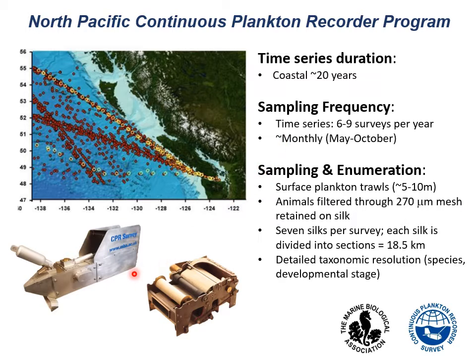And pictured over here is the CPR tow body, which is towed at speed 5 to 10 meters below the surface by ships of opportunity. So animals are filtered through a 270 micron mesh and retained on silk. And pictured here is an example of an internal cassette housing that silk on rollers.